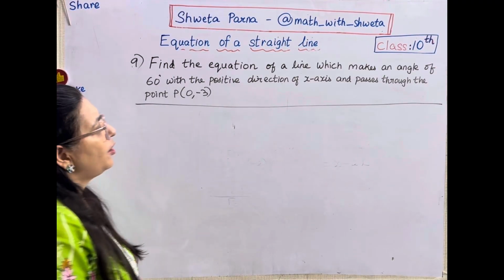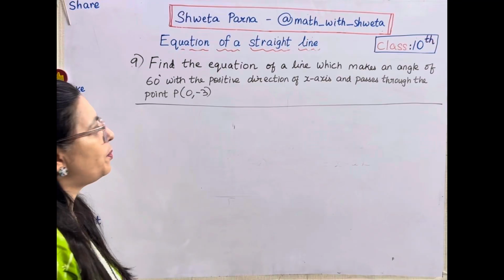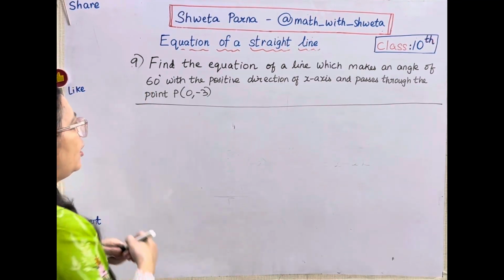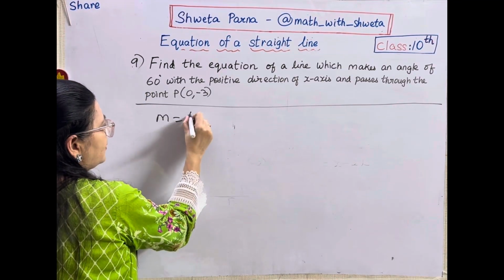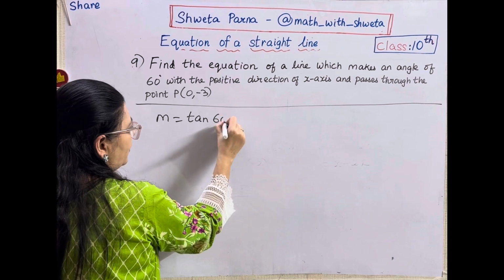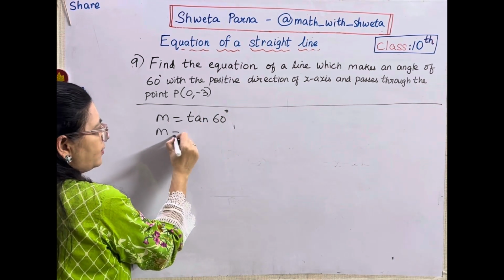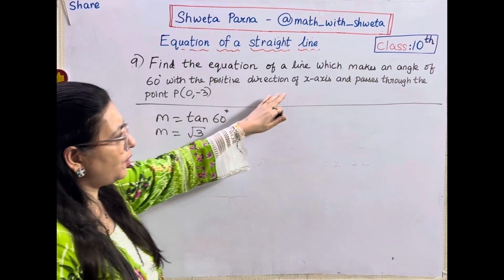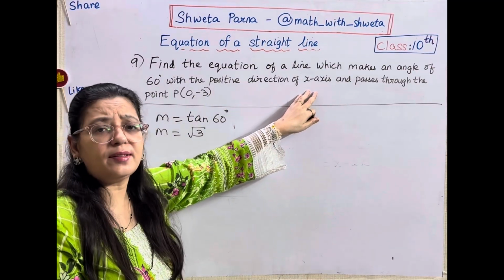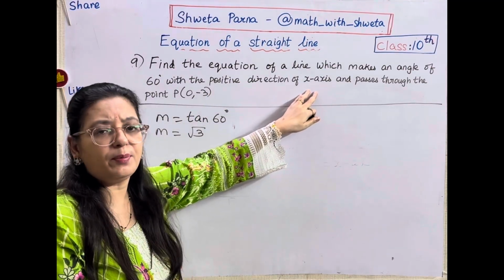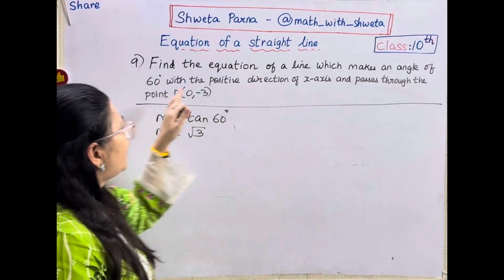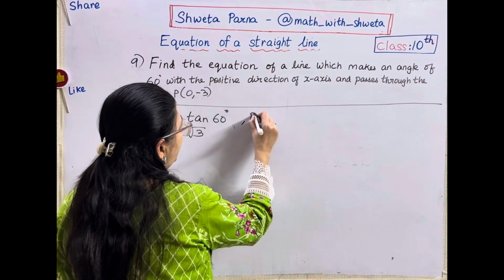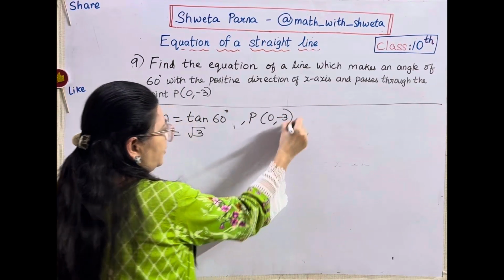Question number 9. Find the equation of a line which makes an angle of 60 degree. So what is slope? Slope is tan 60. What is the value of tan 60? Tan 60 is root 3. Okay. With the positive direction of x-axis, always the angle of inclination has to be made with the x-axis and it passes through the point P, which is 0 and minus 3.